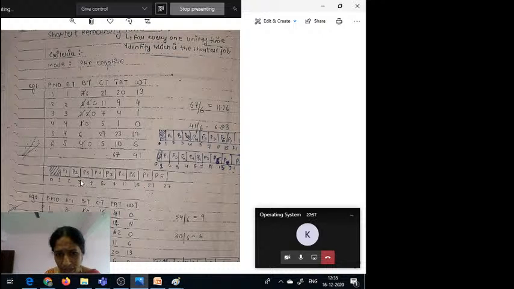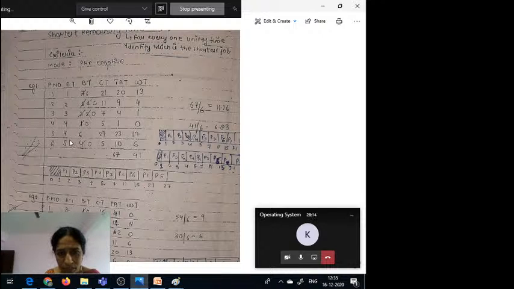P3 waiting time is 3. So P3 enters the CPU at 3, and what is the waiting time? Arrival time is also 3. So here it is 0. This is 0. Okay, P3.